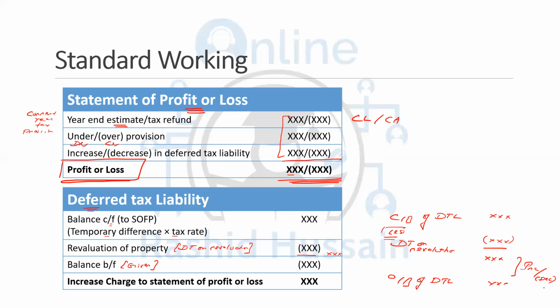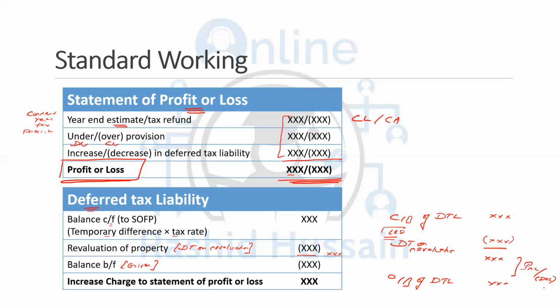This is all about IAS 12, nothing else. Simplest working, easy and absolute marks in the exam. You just need to make sure you are understanding these formats. Let me just revise it. First of all, we are starting with the extracts of the statement of profit or loss, because in the exam, the examiner mainly asks you to calculate the income tax expense.